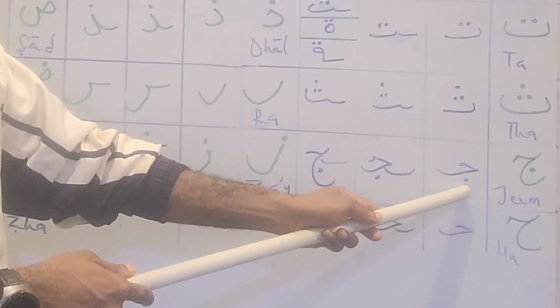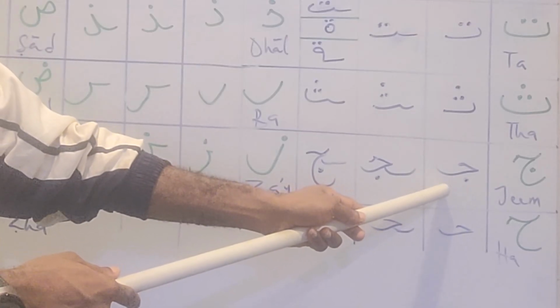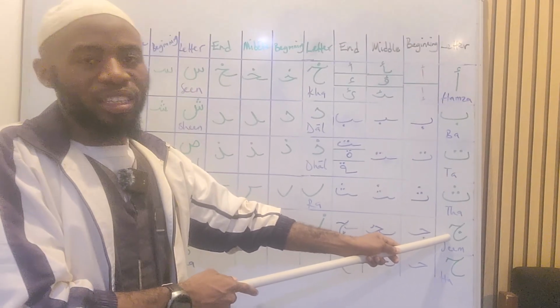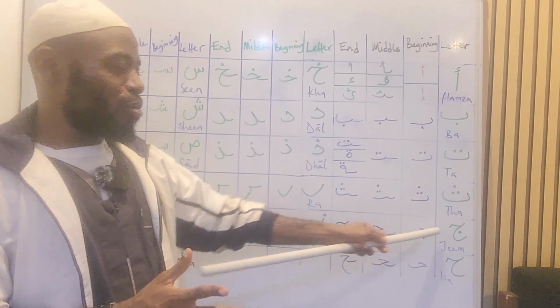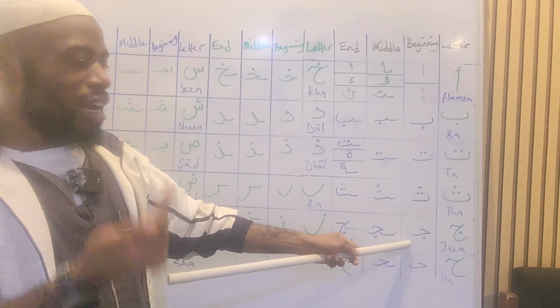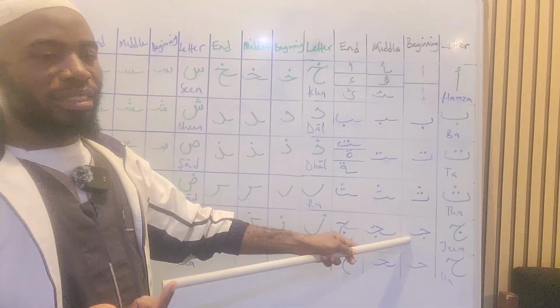Do we understand? So whenever you want to write jim at the beginning of the word, it's going to be in this form. It's not going to be in this form. When it is standing alone, you can write it this way. But whenever you want to join it, while it is standing at the beginning or the middle, you have to write it in this form.